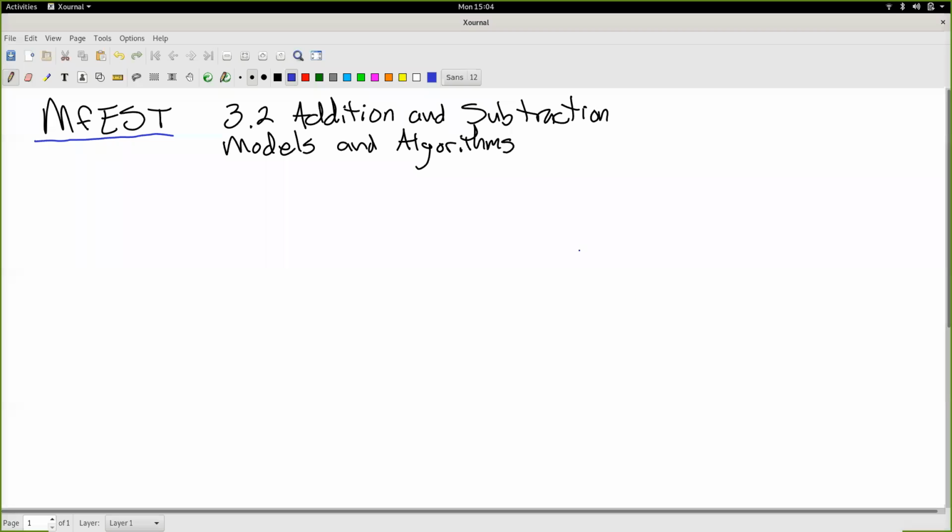Share my screen. And off we go. Okay, so into addition and subtraction algorithm stuff.